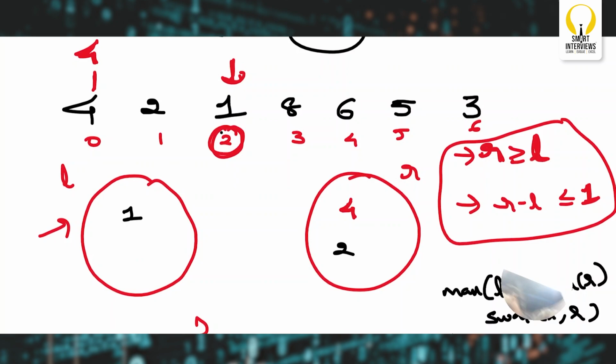The maximum element in the left part till now is only 2. So the maximum is 2. What is the minimum in the right part? The minimum in the right part is 1. So if the maximum in the left part is greater than the minimum in the right part, I'll just swap them if they are in this order. 2 is greater than 1, so I'll swap them. So this will be 1, this will be 2. That's it.